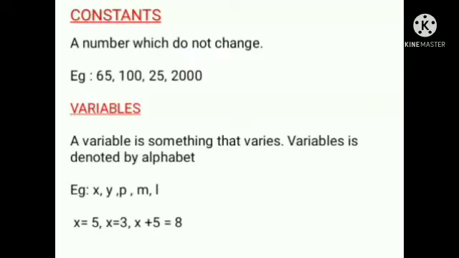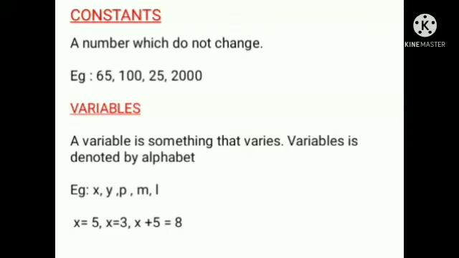Children, can you see the numbers? There are four numbers here: 65, 100, 25 and 2000. If we see any number, we can say which number that is. The first number is 65, the second number is 100, the third number is 25 and the fourth number is 2000. It is only possible because these numbers are constant. They do not change. So, what is constant? Constant is a number which does not change.